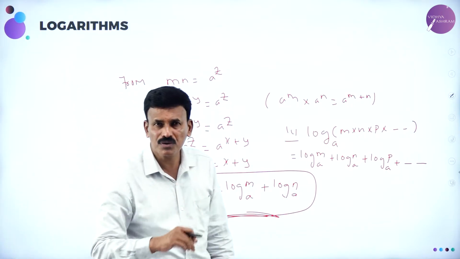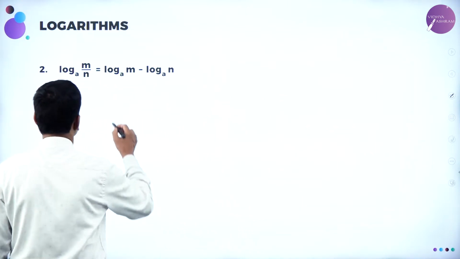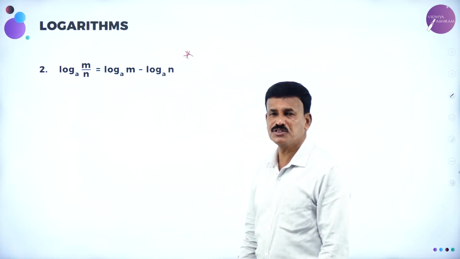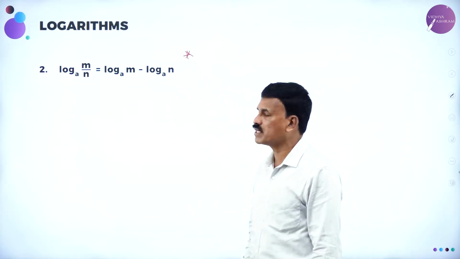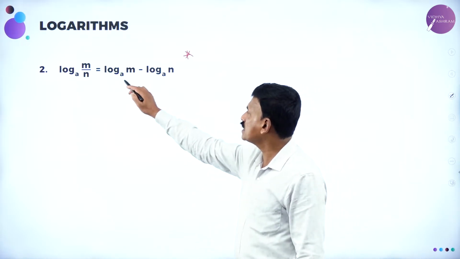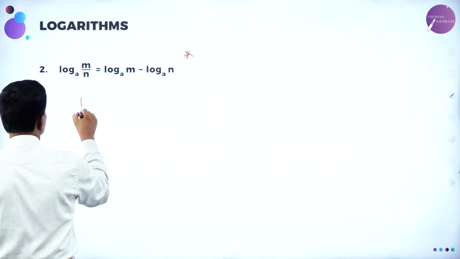Okay, hope you followed. Now let us come to the next law, the second law. What is the second law? To prove that, this is also an important one. Logarithm of m by n to base a is equal to log m to base a minus log n to base a. This is also a similar type. Let us consider this as x, y and z and simplify. Now let us come to the proof.